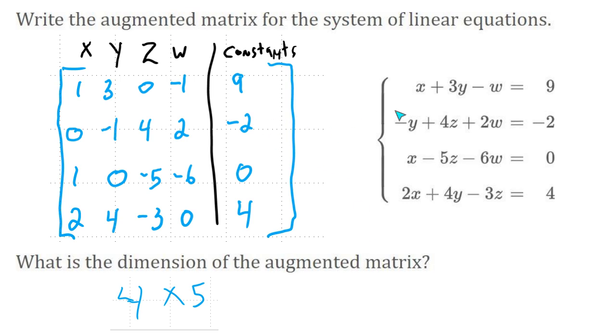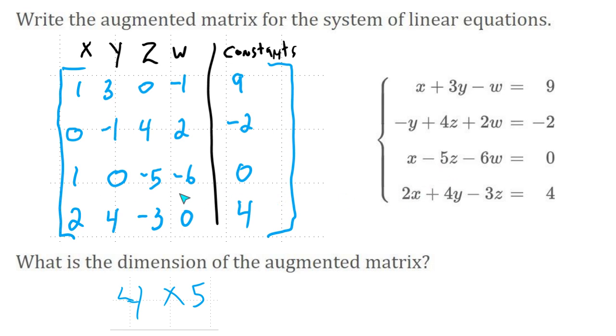Okay. And notice here that I am missing a z. If I look at the second equation, I see a z here, but I don't see a z in the first matrix, in the first row. So I need to make sure that I use a 0 to replace that variable. Okay, so the next equation, I don't see an x, so I'm going to use a 0. And then y has a negative 1, z has a 4, w has a 2, and then my constant is negative 2. Then the third equation, x has a 1.